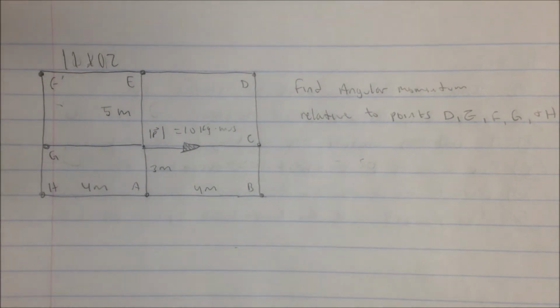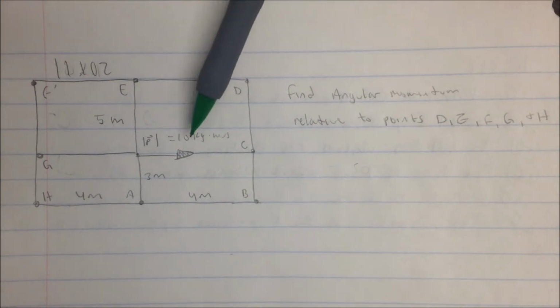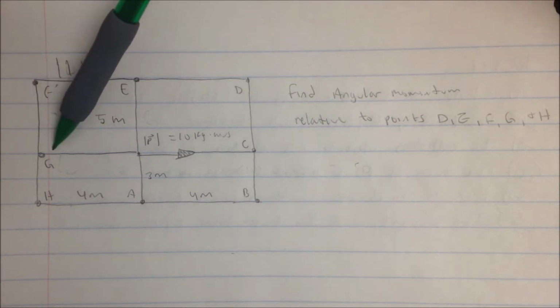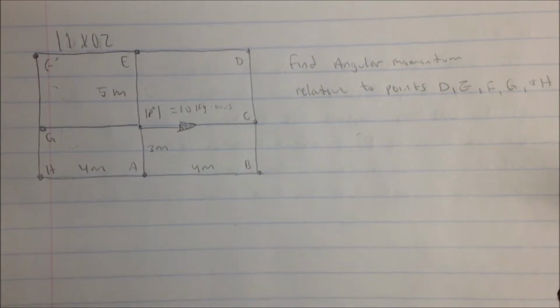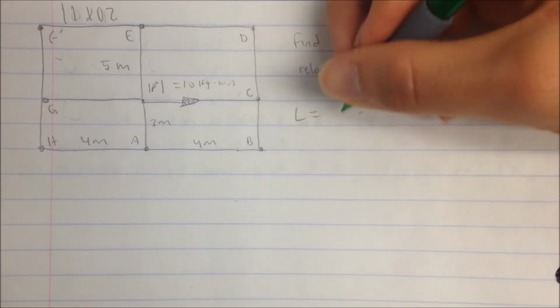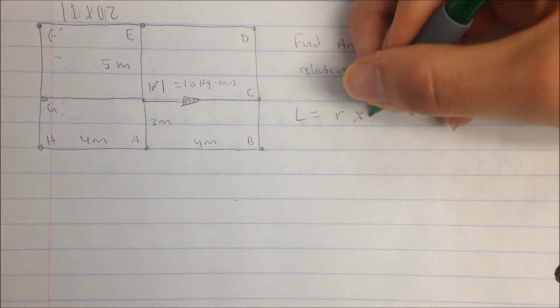Problem 11.2 asks to find the angular momentum of this particle right here relative to points D, E, F, G, and H. The formula for angular momentum is L equals R cross product P.